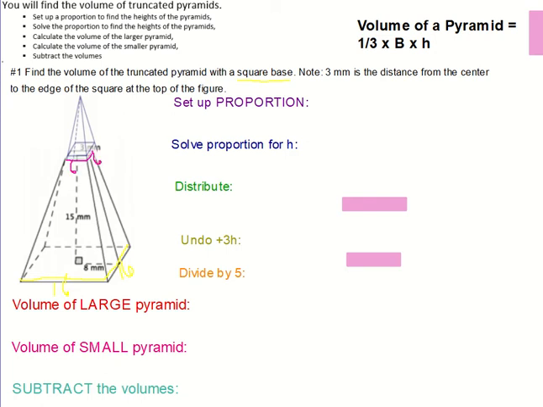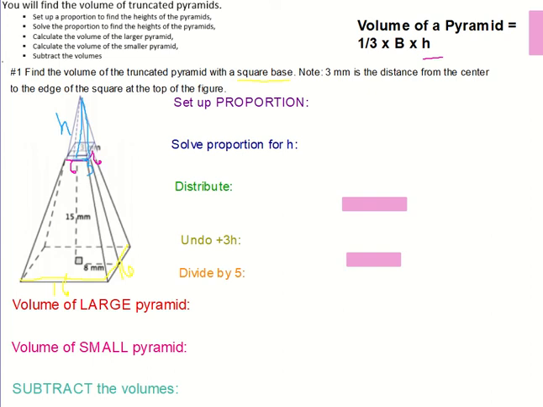So the problem here is I don't know the heights of the pyramids. So I have to first go through and find the heights of the pyramids before I could find the volumes and subtract them. So what I'm going to do is use similar triangles to find the heights of the triangles. For the top one, I'm going to draw a small triangle here. It is a right triangle and it's hard to see there. But there's a right triangle. The base of this triangle is 3. The height's unknown. I'm going to call that H.